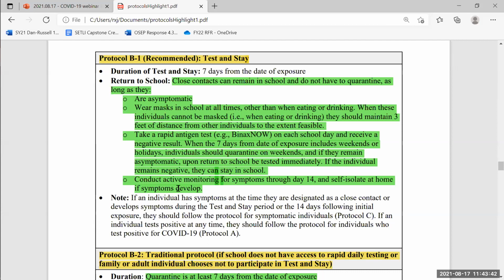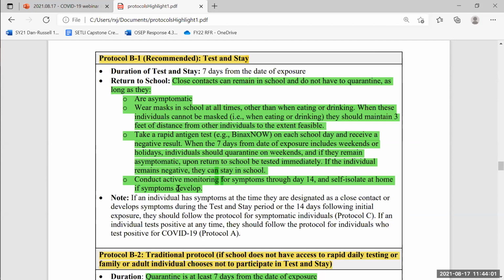And if we need to do another webinar after that, we certainly can. But keep in mind that we'll have more information that's not in this document, but would be forthcoming, about extracurriculars that occur on the weekend. So we'll make sure we draw your attention to that when we release that FAQ.